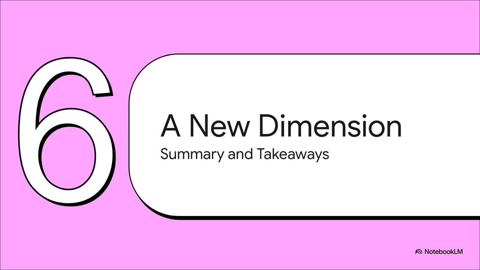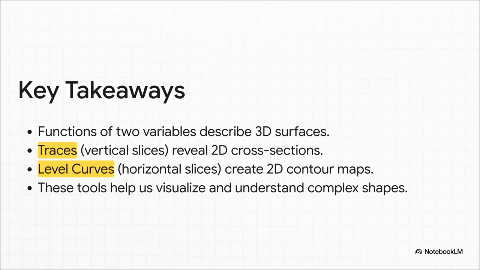All right, let's take a step back and just recap what we've uncovered here. We've basically learned a new way to see, a way to translate these abstract, complicated formulas into actual, tangible 3D shapes. So what's the big takeaway here? First, functions with two inputs, x and y, aren't just lines. They describe entire 3D surfaces. And we have two main tools to understand them. We've got traces, our vertical slices, which give us a cross-section, and then there are level curves, our horizontal slices, that give us that awesome bird's-eye view, the contour map. Together, these things let us decode and actually see what these complex shapes look like.